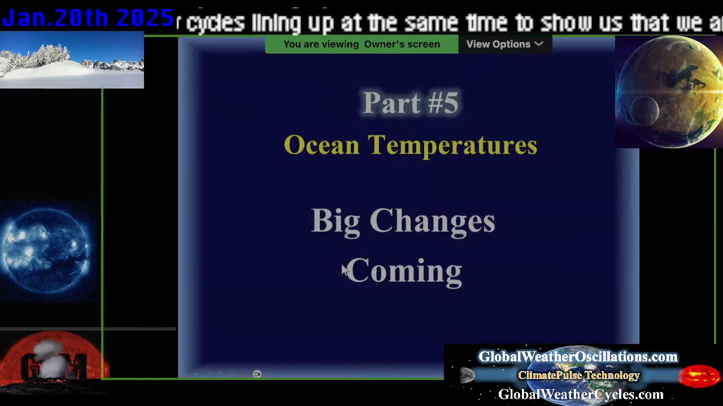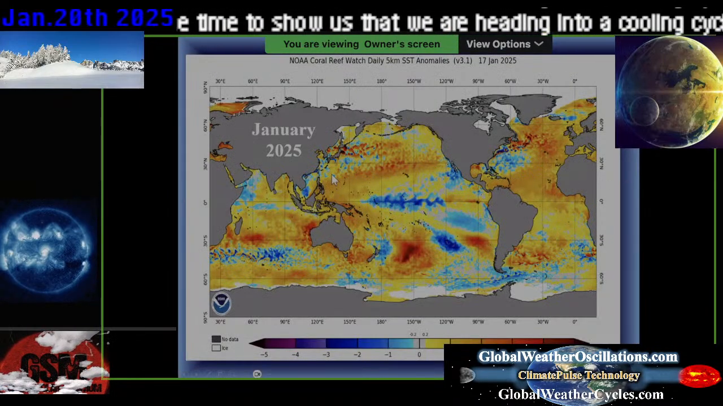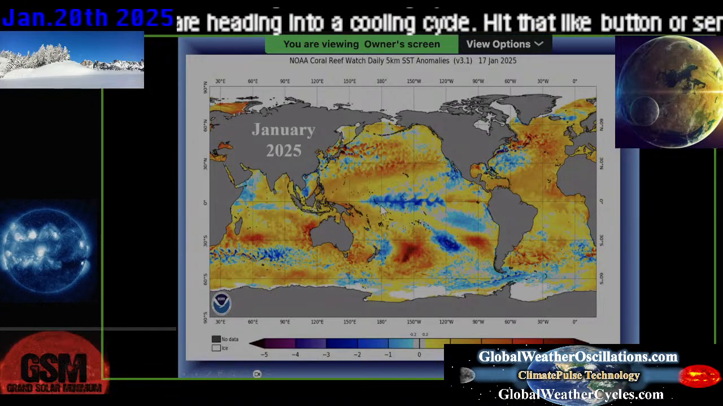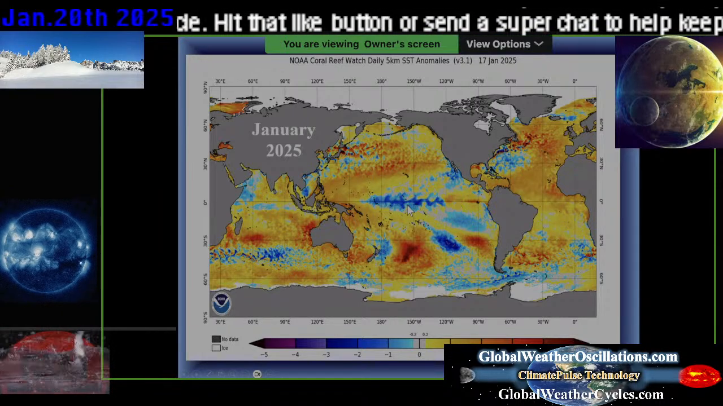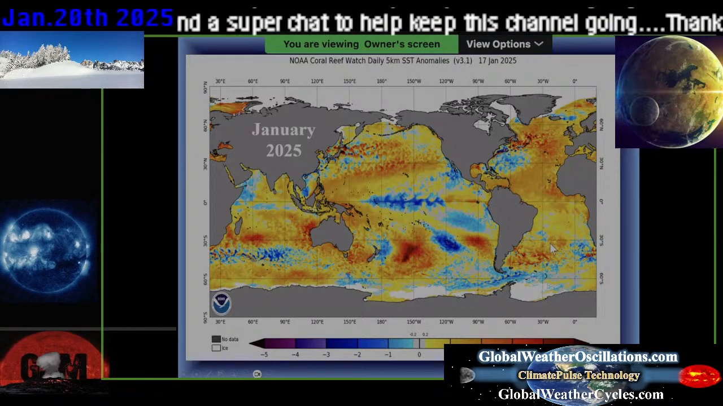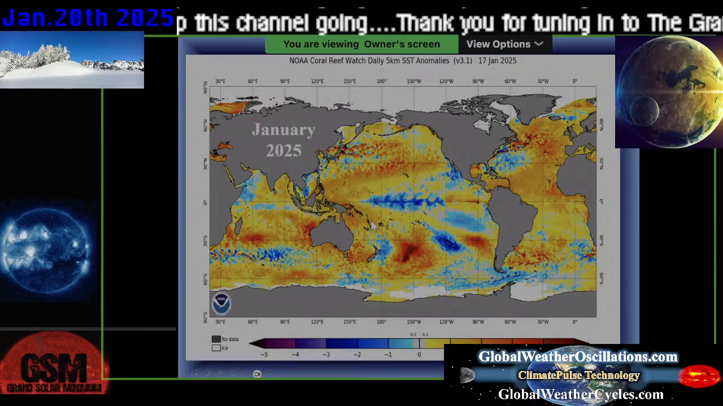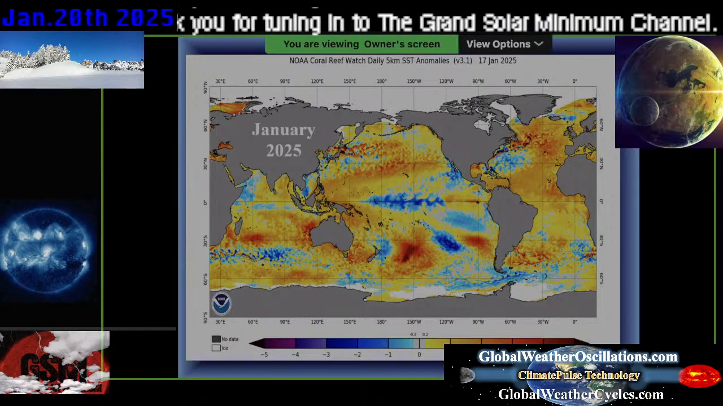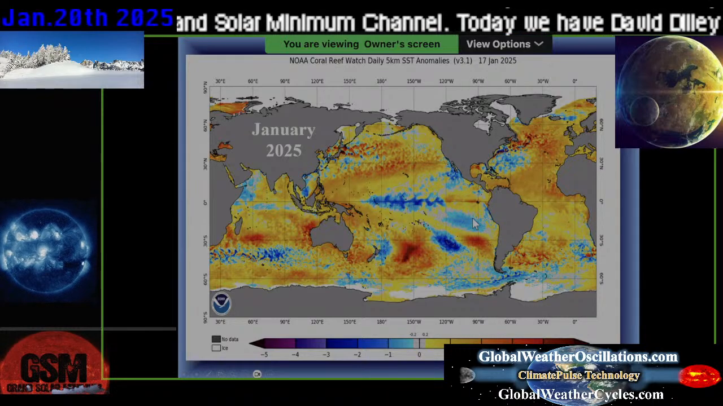Ocean temperatures. Big changes coming. I showed you before, this is the ocean temperatures, January 2025. That's the little La Nina that's going on at the equator in the Pacific Ocean. Otherwise, look at this, the oceans are very warm. The yellow is above normal temperatures, dark orange, red, extremely warm. So you can see the oceans are very, very warm right now. But we're going to see some big changes.